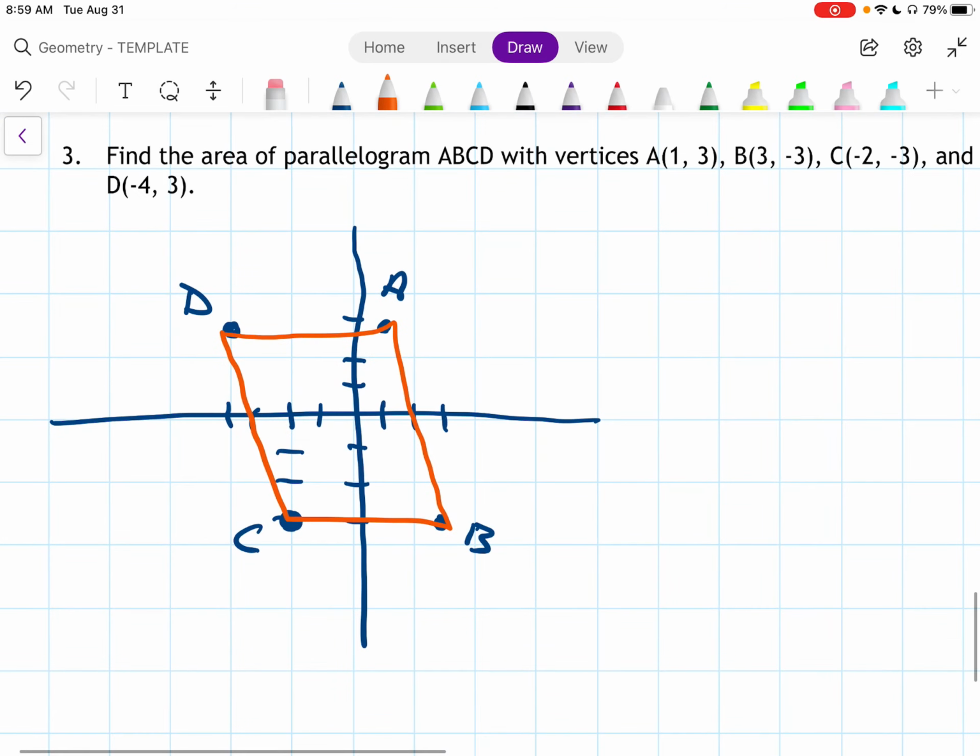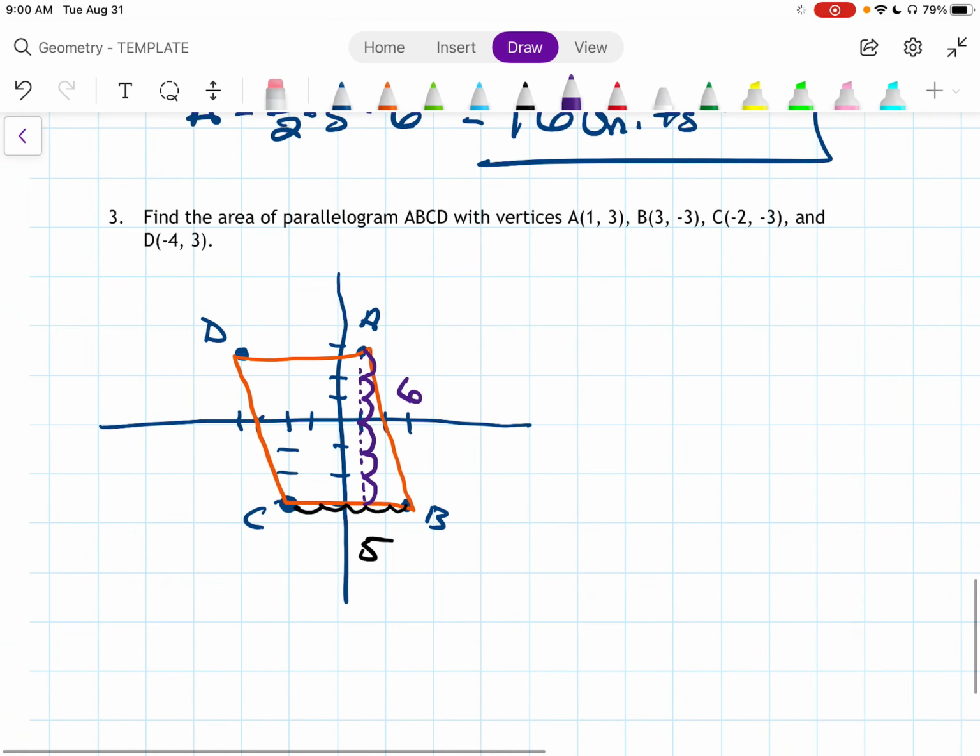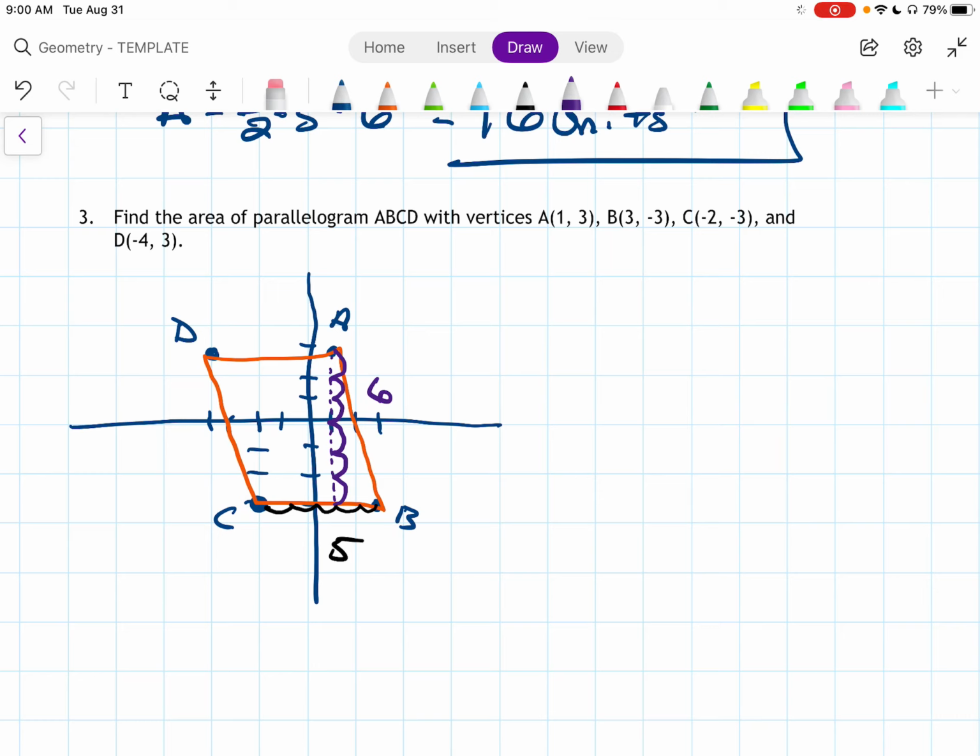All right, so this is our parallelogram. My base is going to be on the bottom here. I'm going to count over 1, 2, 3, 4, 5. For my height, I'm going to need to draw that in. Whenever I count it, I get 1, 2, 3, 4, 5, 6. So area is base times height, 5 times 6, which is 30.